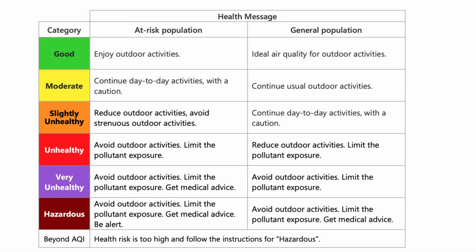For the general public also, they have to avoid outdoor activities and limit pollutant exposure. And then when it comes to the hazardous level, the at-risk population has to fully avoid outdoor activities, get medical advice, and be alert. And the general population has to fully avoid outdoor activities and limit pollutant exposure, and may also have to get medical opinion or medical advice. So if the AQI, or air quality index, is more than that, then it is considered very hazardous, and it has to be tackled on a case-by-case basis.